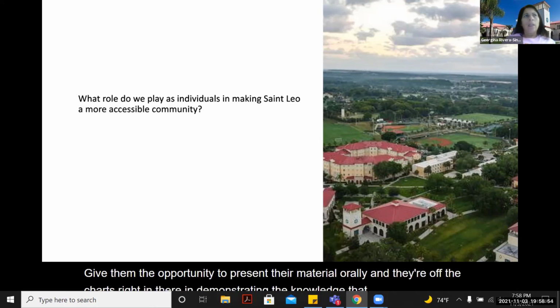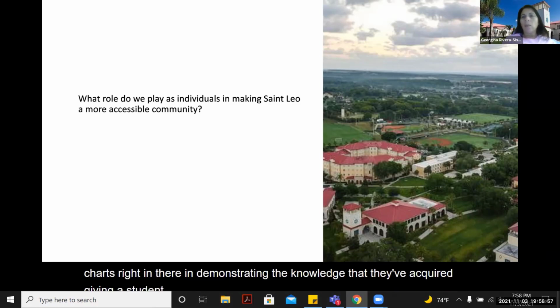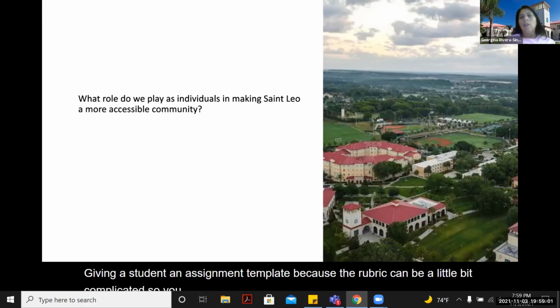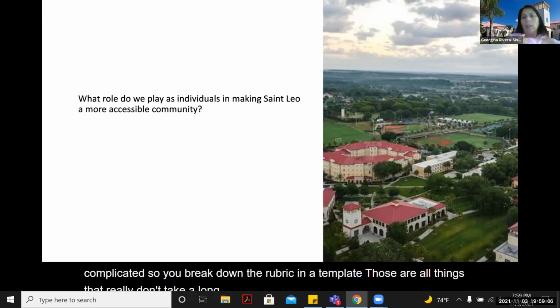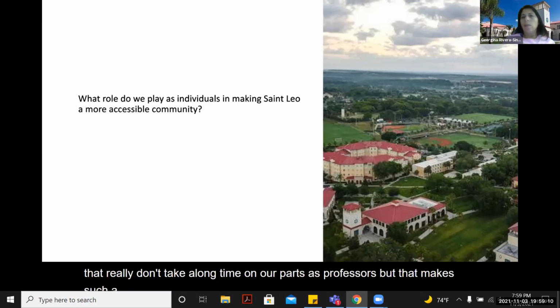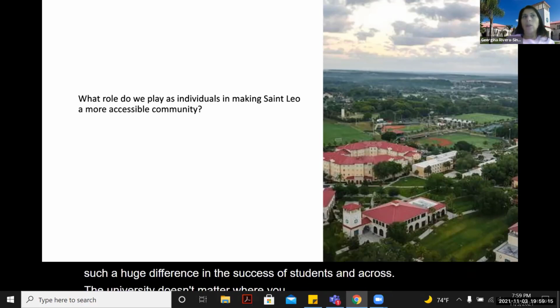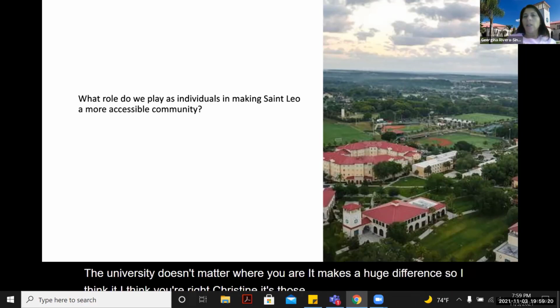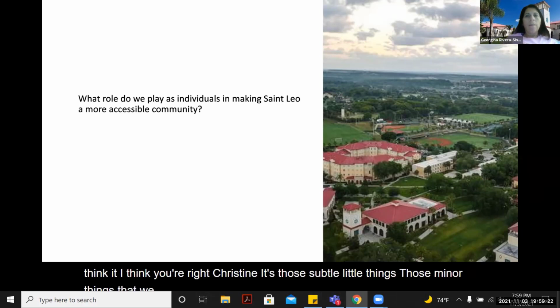In demonstrating the knowledge that they've acquired. Giving a student an assignment template, because the rubric can be a little bit complicated, so you break down the rubric in a template. Those are all things that really don't take a long time on our parts as professors, but that makes such a huge difference in the success of students, and across the university. It doesn't matter where you are, it makes a huge difference. So I think you're right, Christine. It's those subtle little things, those minor things that we see as minute, that can be huge for people that need those supports.